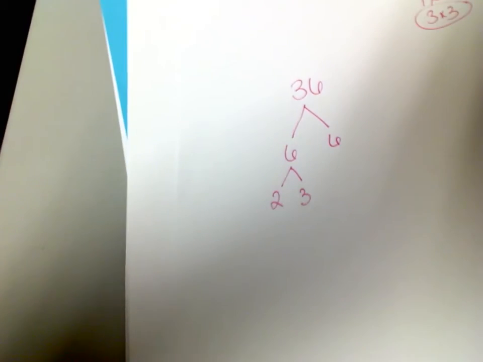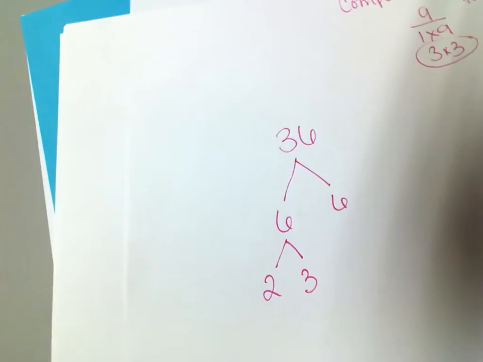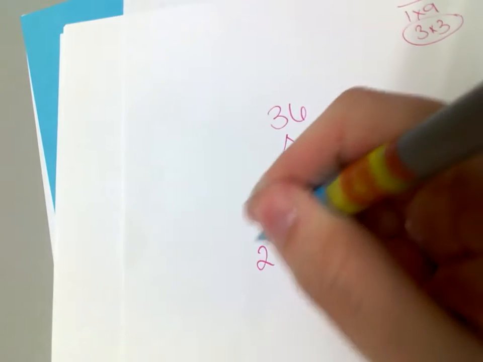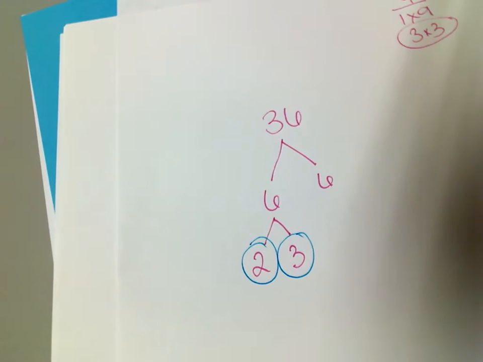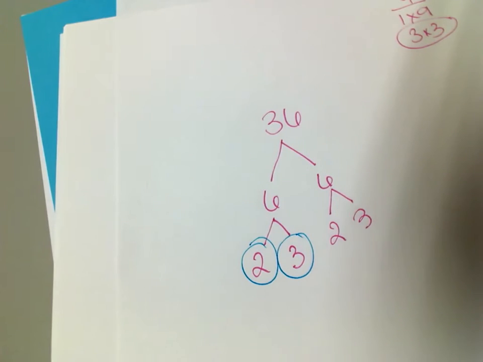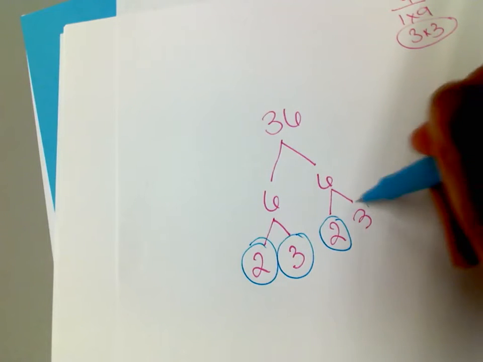So 2 times 3. Is there anything that can go into 2? No, that is prime, so I'm going to circle it. And 3 is prime, so I'm going to circle it. That's the end of that little branch. So here I have 6, and again, I can do 2 times 3, and those are prime, so I'm going to circle those.